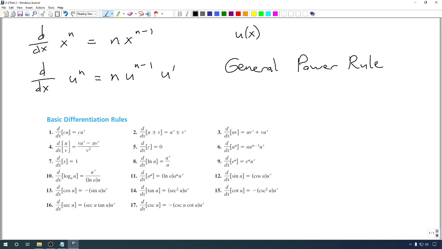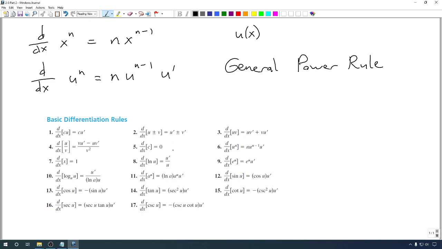One thing to keep in mind here is that we're always differentiating with respect to x. All these are d/dx, not d/du. The u's and the v's in here are all being treated as functions of x, and we want to keep thinking of them as such.